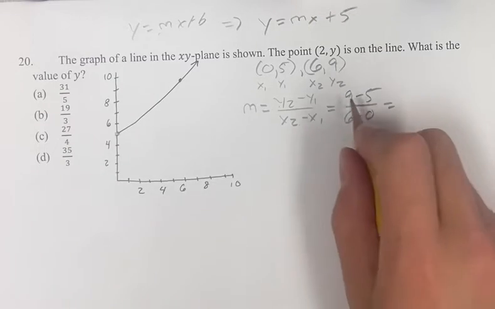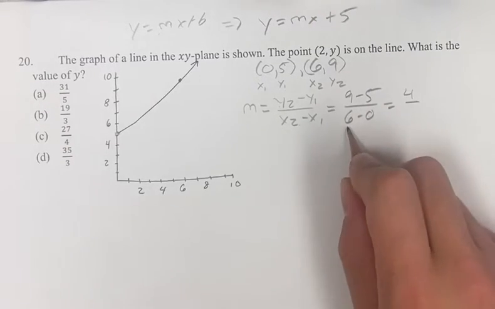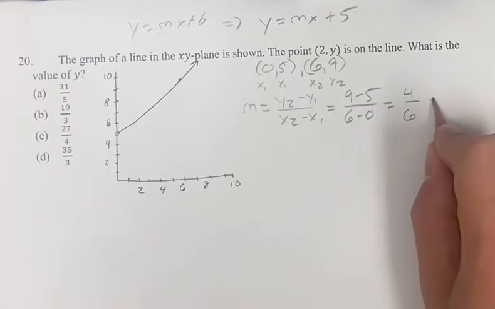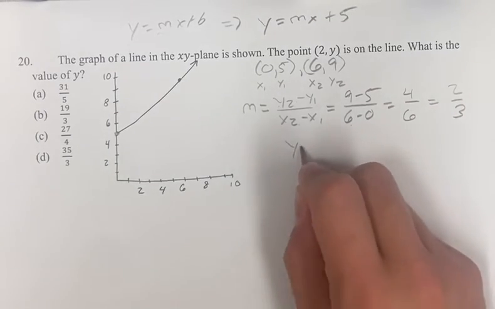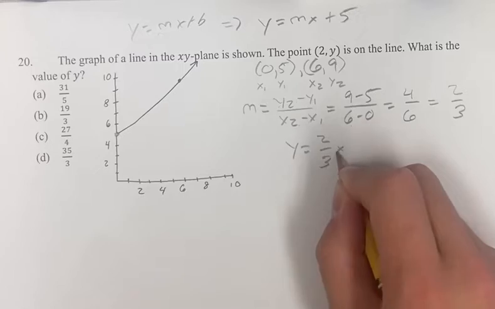What's that going to come out to be? 9 minus 5 is 4, divided by 6 minus 0 is 6. 4/6 is the same as 2/3. So our equation is going to be y is equal to 2/3 x plus 5.